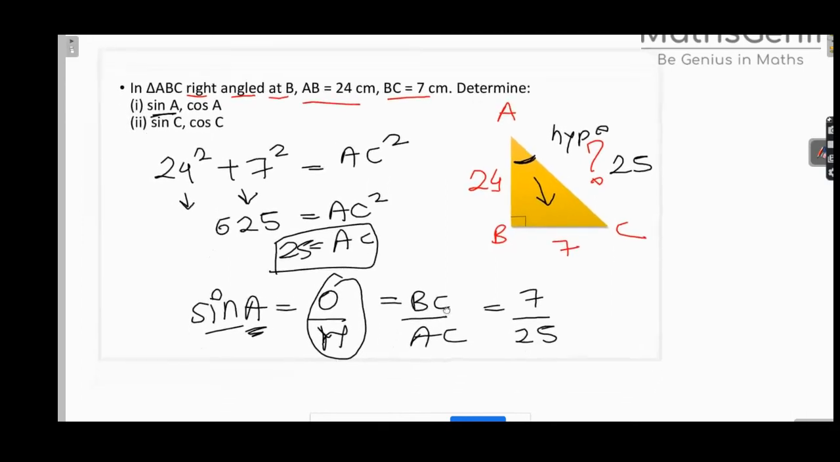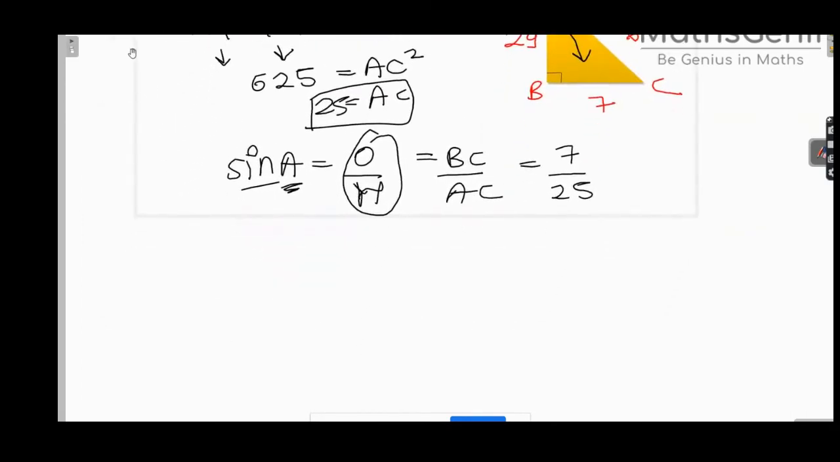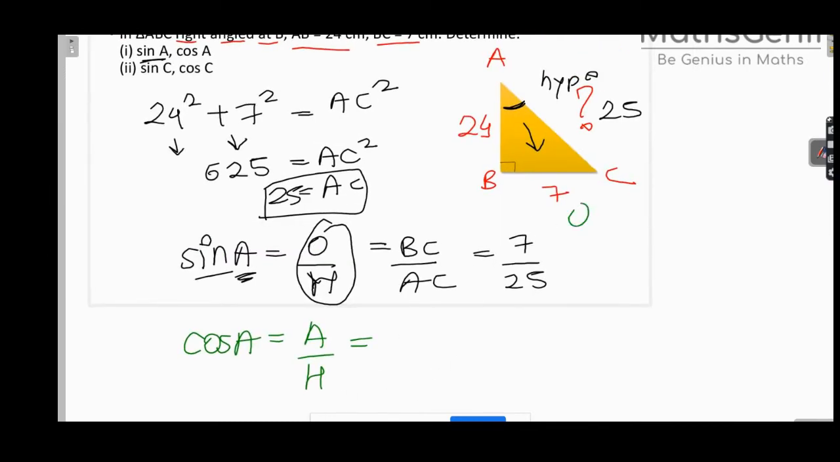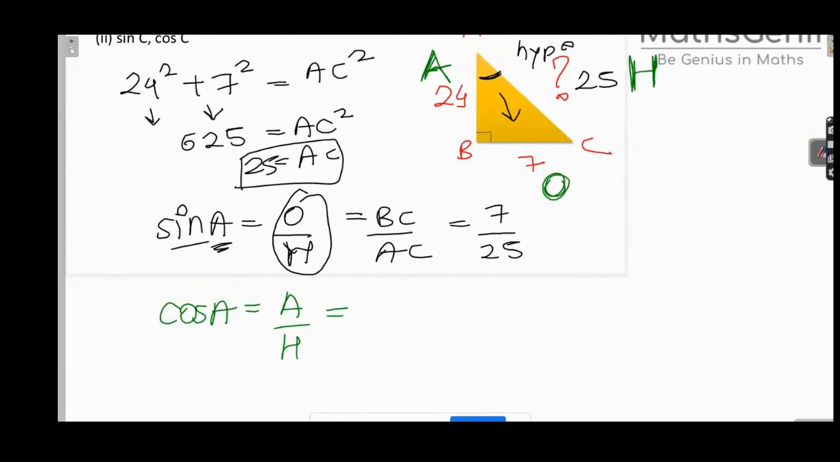Next in the question, he is asking me to find cos of A. Very simple. Again, remember the rhyme. OH, AH, OA. OH is already done. OH, AH. So, if this is O, if this is H, then what I have taught you, the remaining side is A. So, A is 24 and H is 25. So, for angle A, you are sorted.